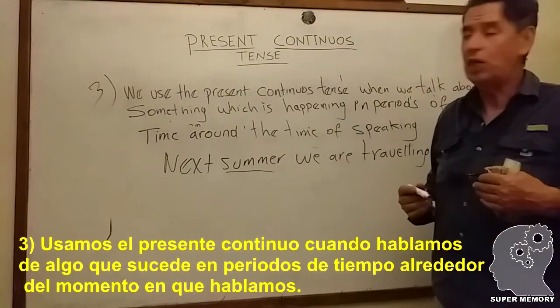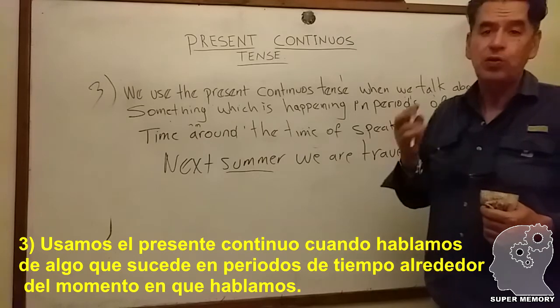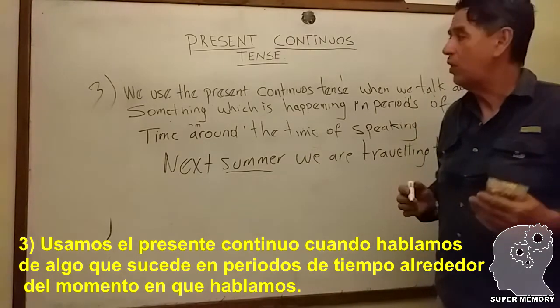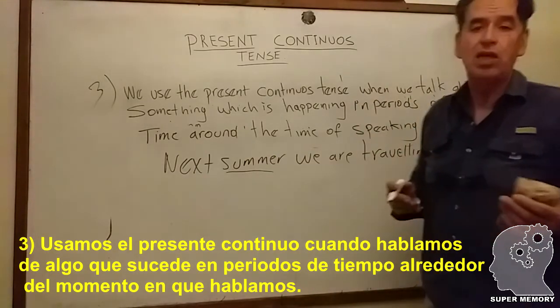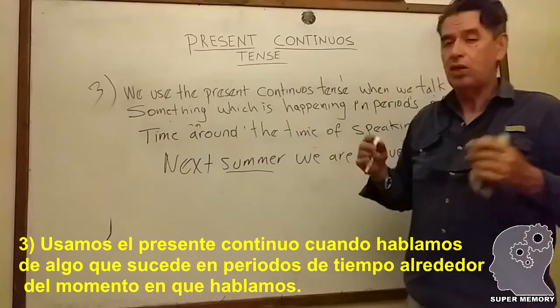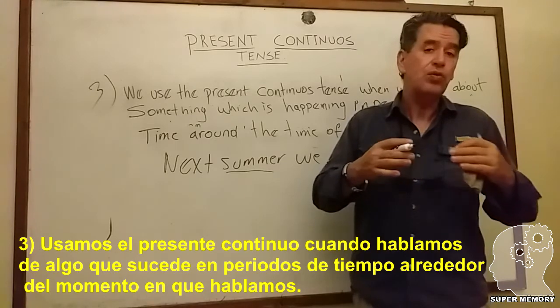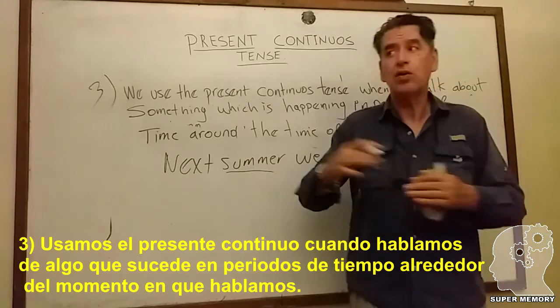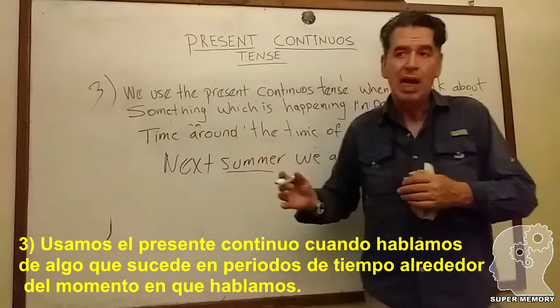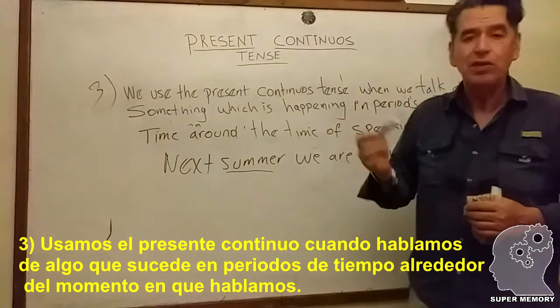So as you can see, there are 3 different cases in which we can use the present continuous tense. It's not only at this moment. Remember, we can use the present continuous tense at this moment, but also for situations that refer to the past and are going to end up in the future, and in periods of time around the time of speaking.